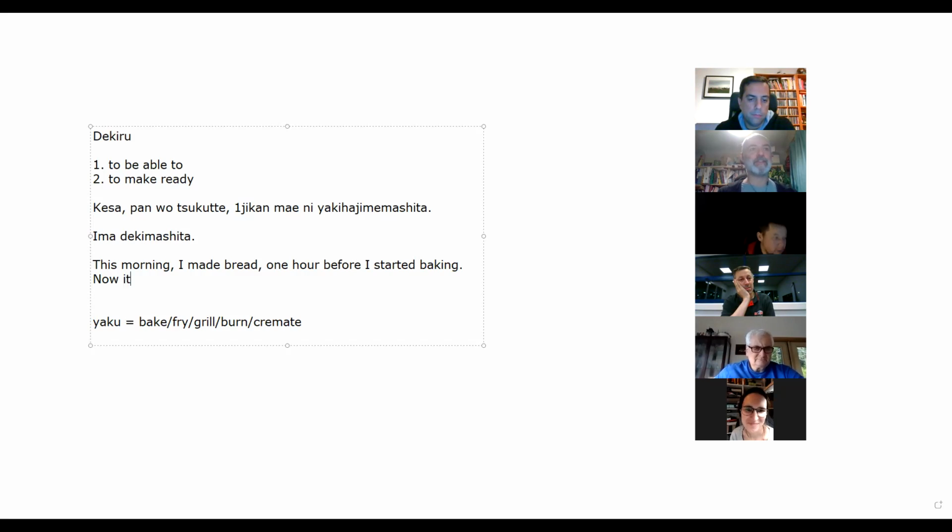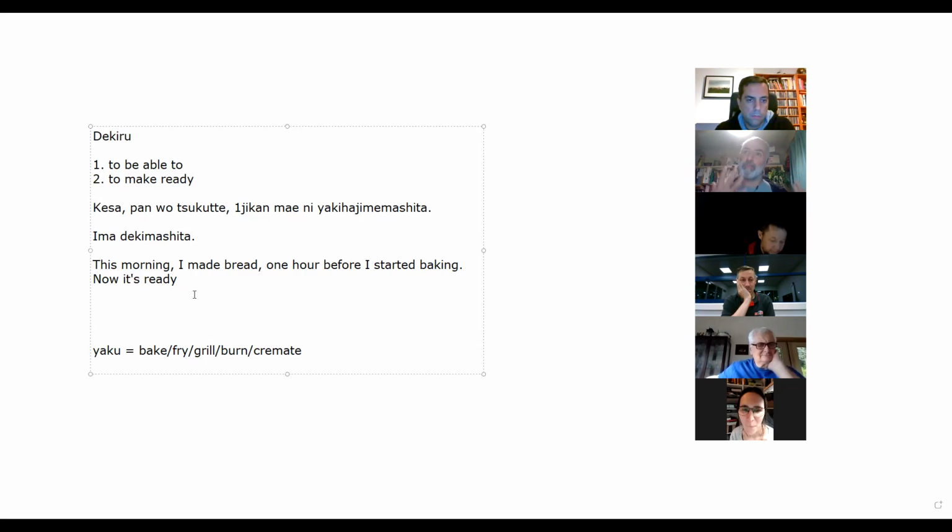It's ready. It's ready, right? Exactly. Now it's ready. So dekimashita means it's finished. It's prepared. It's baked. It's done. It's ready to go. It's ready to eat. Ima dekimashita. So it has this other meaning in this case. Not now I was able to do something. Ima pan ga dekimashita. Now the bread has been made.